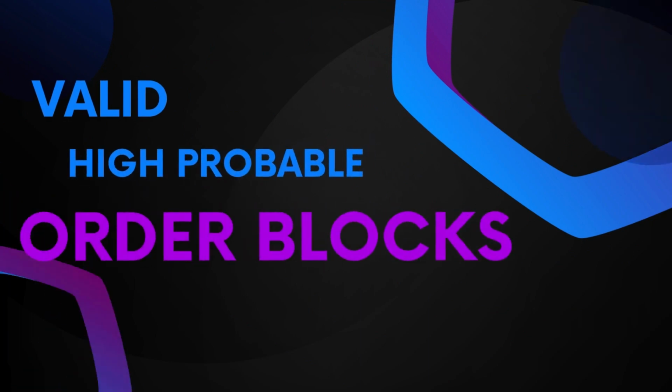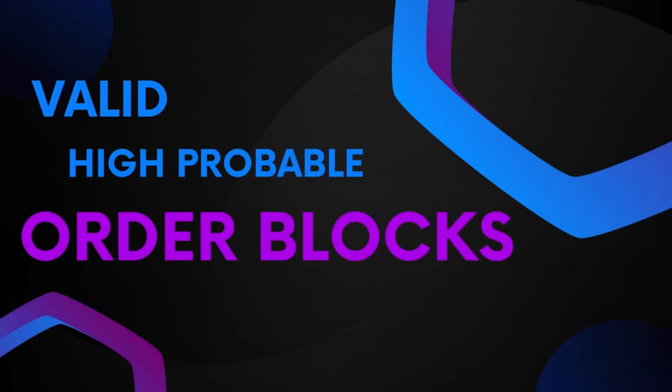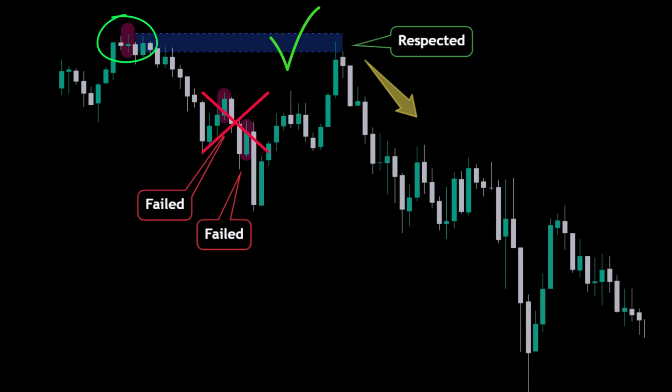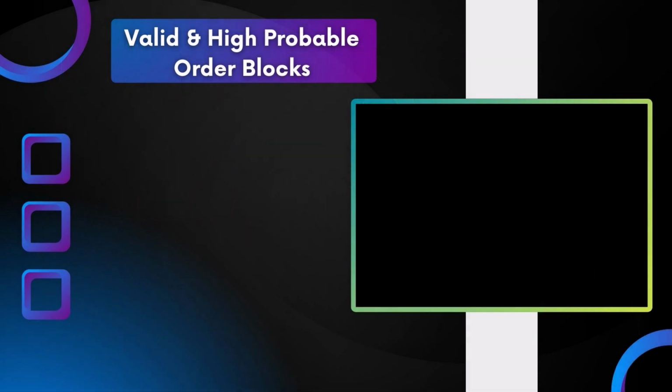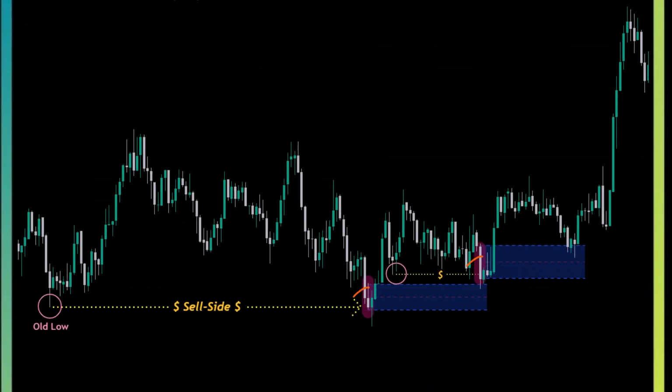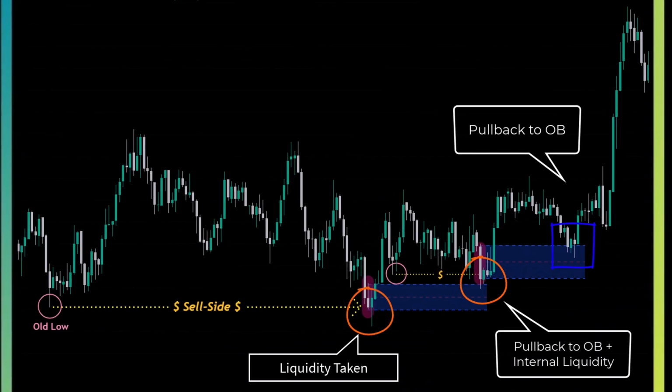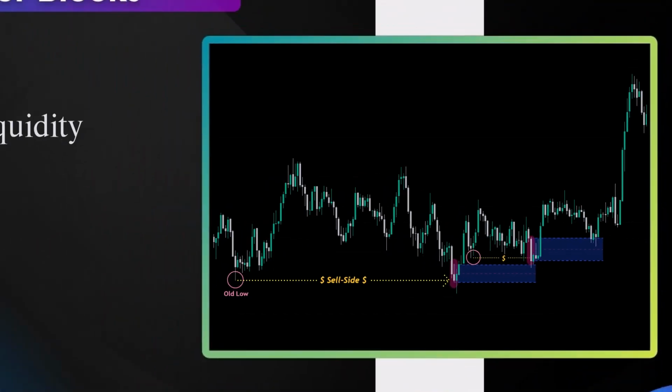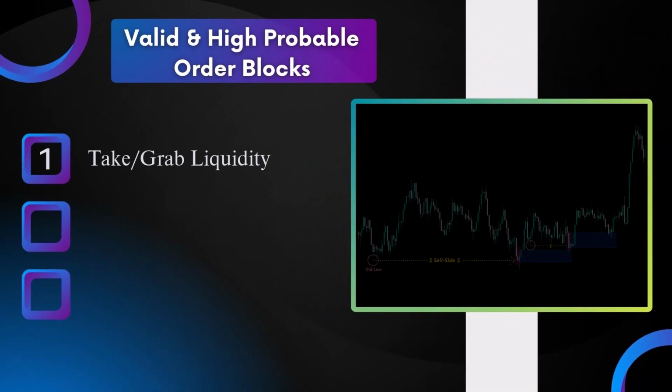Now let's see how to identify valid and high probable order blocks. Not every order block is an effective and high probable order block we are interested in. So these are the conditions of a valid and high probable order block. It must take or grab liquidity. When an order block has taken liquidity, that means the money is already brought into the market, and there is no need for price to cross and break that order block again. In this situation, you are on the same side as smart money and large funds.